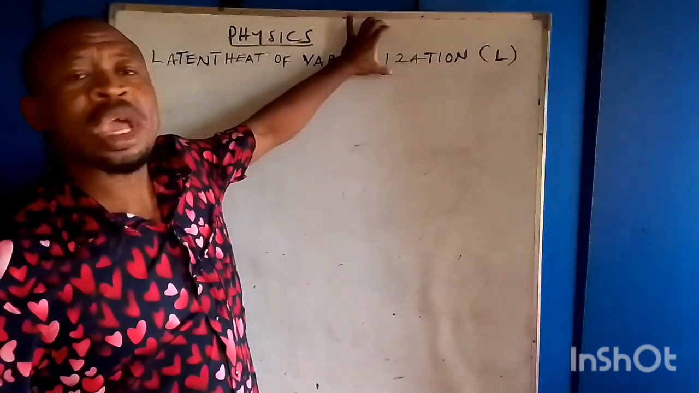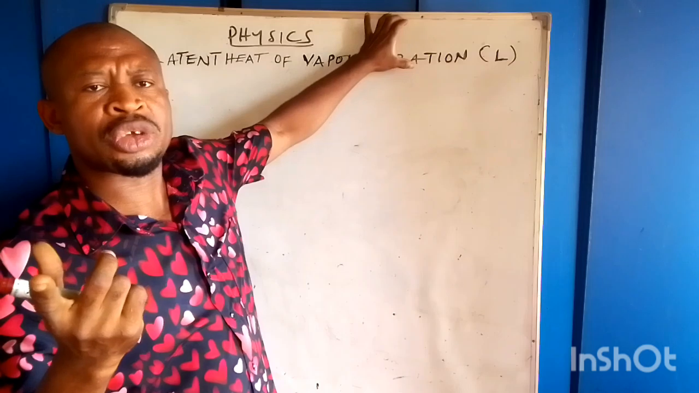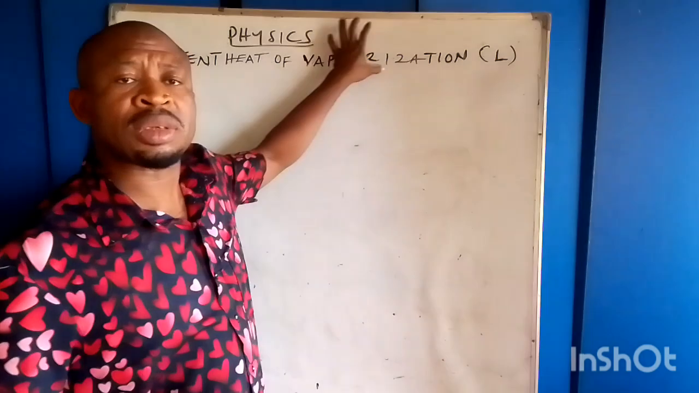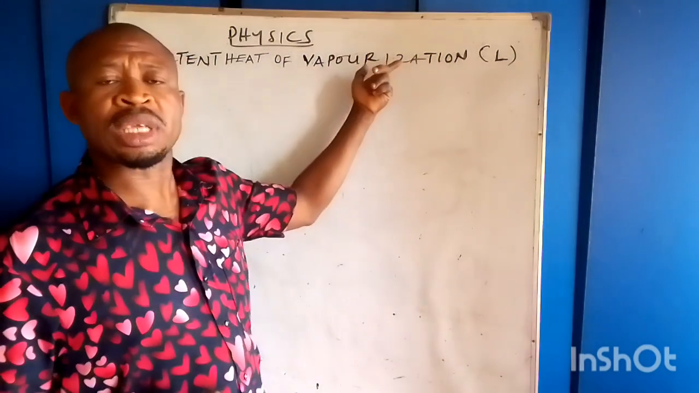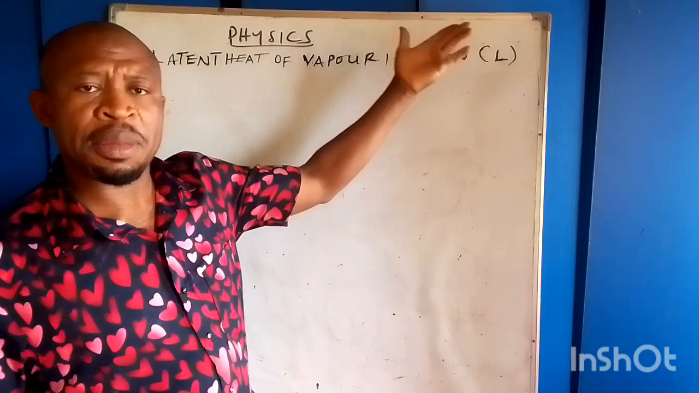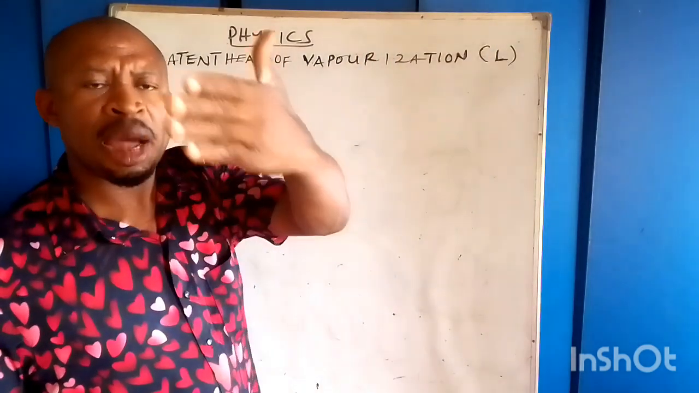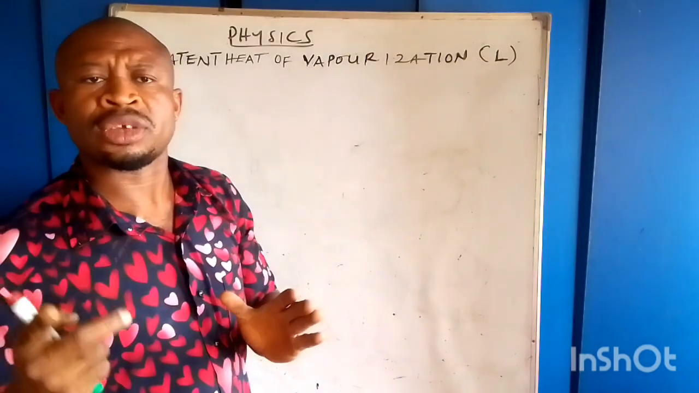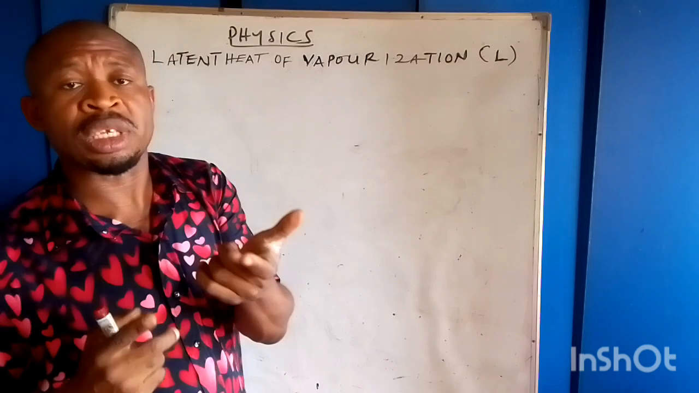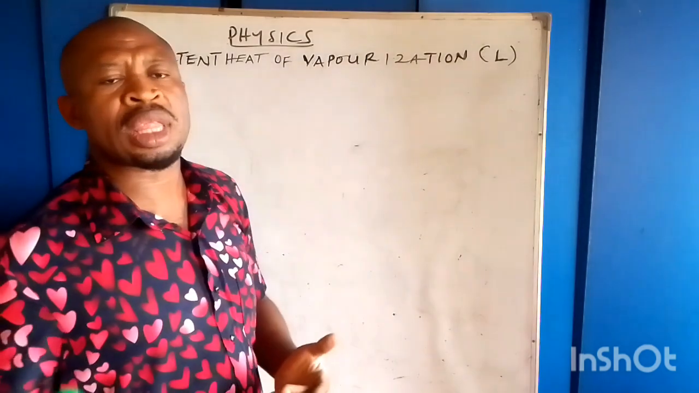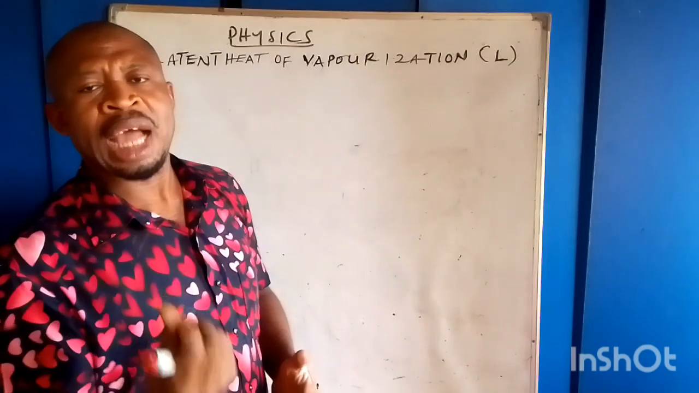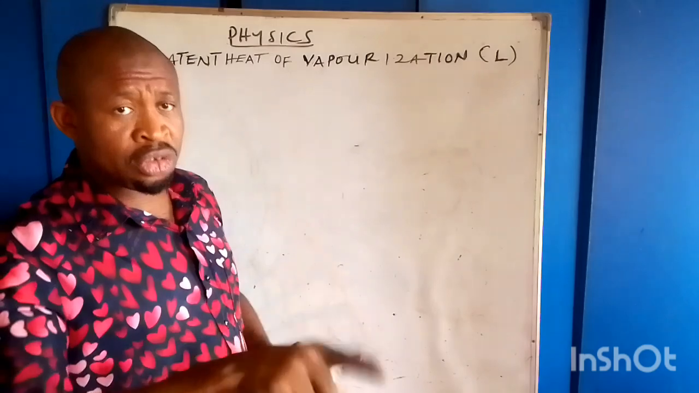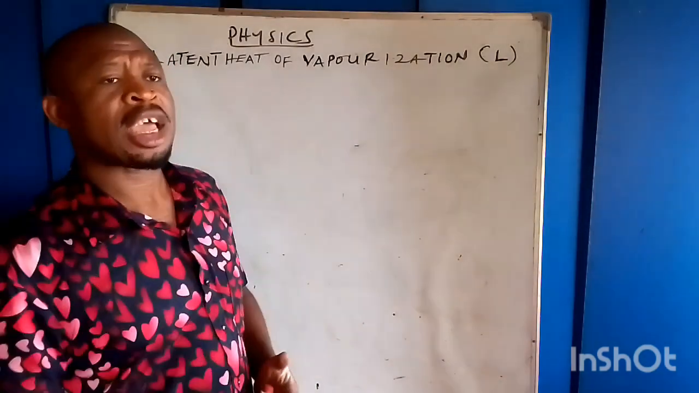Now, we say that it occurs at a particular temperature. That temperature at which a substance changes from its liquid state to its vapor state is known as boiling point, because it's only at boiling point that a substance changes from its liquid state to its vapor state, for example water. Once water reaches its boiling point, as you apply heat to that water, nothing happens to the temperature. Rather, it moves from its liquid state to its vapor state.